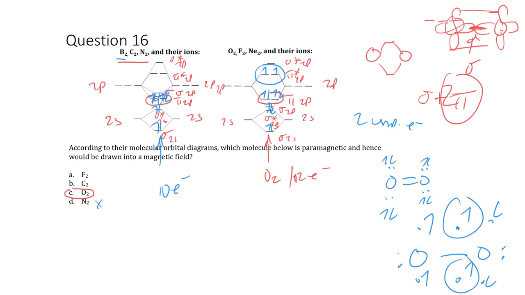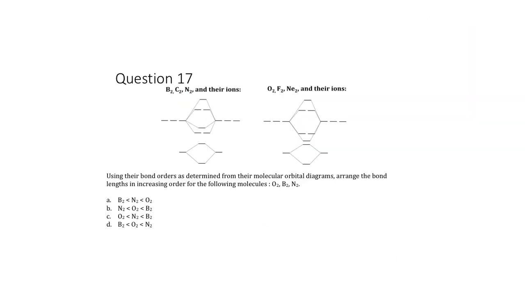And then F2, 14 electrons, so I put 2 more in, they spin pair those 2 unpaired in O2. So F2 would have 0 unpaired as well. So only O2 of these choices has unpaired electrons.